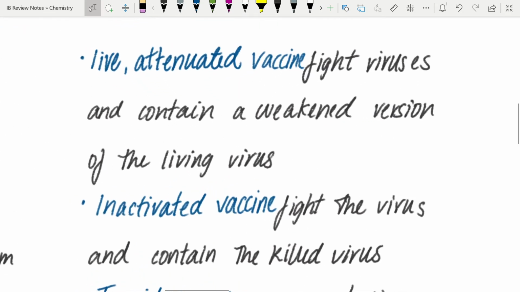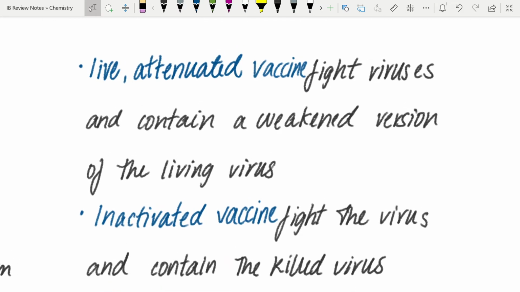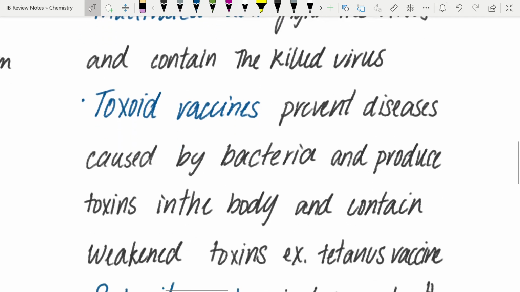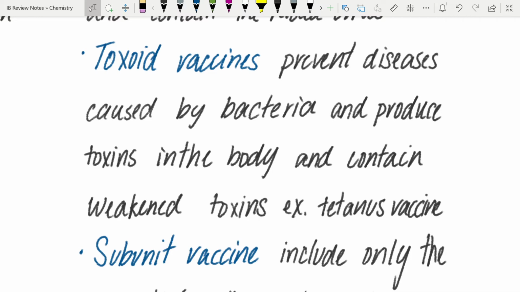Live attenuated vaccines fight viruses and contain a weakened version of the living virus. So the vaccine itself has the living virus, but it's just a weaker form of it. An inactivated vaccine fights the virus and contains the killed virus. Because viruses can reproduce and replicate so quickly, inactivated vaccines keep them contained. Toxoid vaccines prevent diseases caused by bacteria that produce toxins in the body, and contain weakened toxins. For example, you get a tetanus shot or a tetanus vaccine. People usually get it when they're infants.